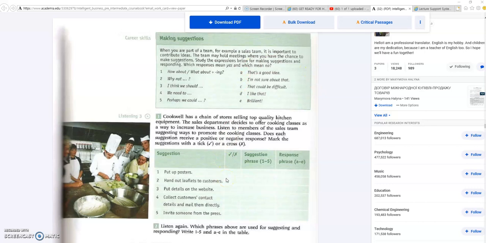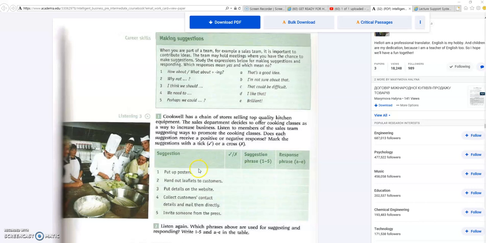Speaker number one. How about putting up some posters? We can put posters up in the store so people can see them when they come in. So speaker two responds, that's a good idea. And why not hand out leaflets as well? We can put one in each bag when a customer buys something.